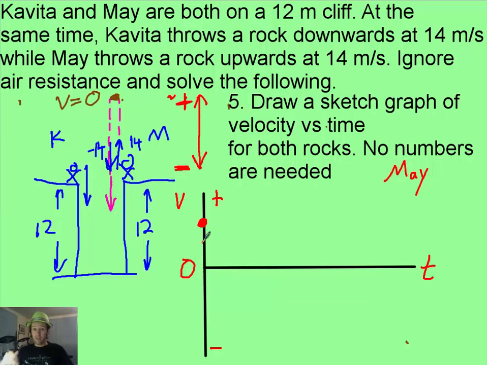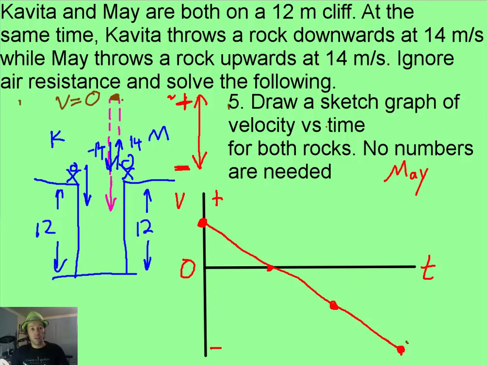The slope of this tells you the acceleration. Now you should know the acceleration of a projectile is always negative 9.8, or about 10 meters per second squared. So it has a constant slope, which means it's a straight line. So that has to mean that we end up with something that looks like this for May's rock. It starts with positive. Here's the turnaround point at 0. Now it's matched the upward speed with its downward, and then it continues to go faster.